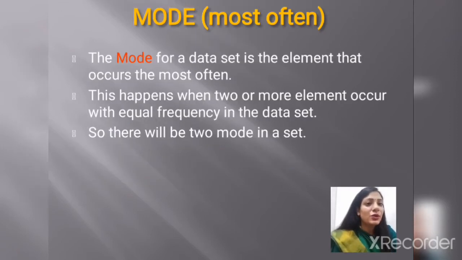Now our next topic is mode. Mode means most often. The mode for the data set is the element that occurs the most often, meaning the element whose frequency is the biggest in the data set. It can also happen that 2 or more elements occur with equal frequency in the data set. So there will be 2 modes in the data set.